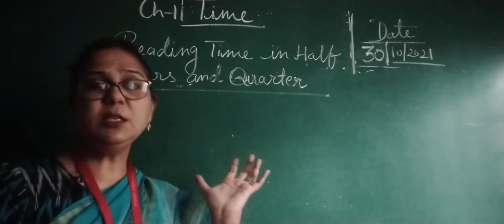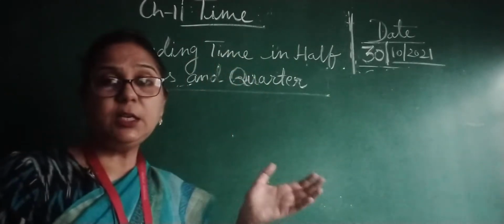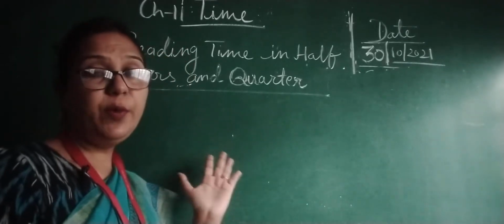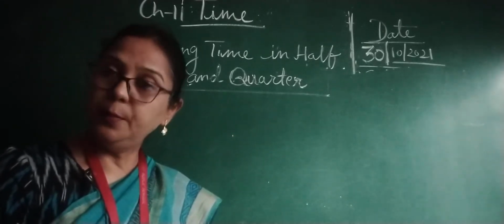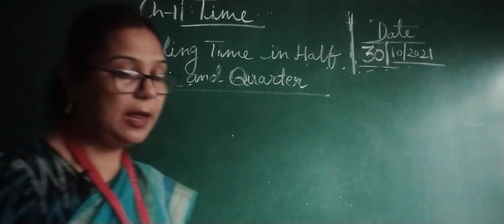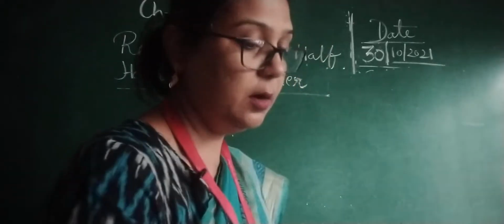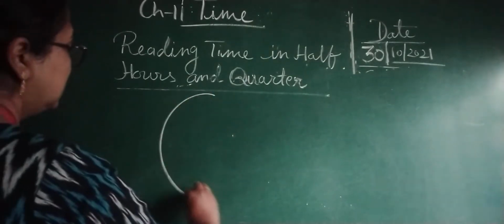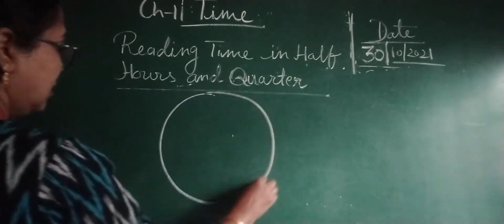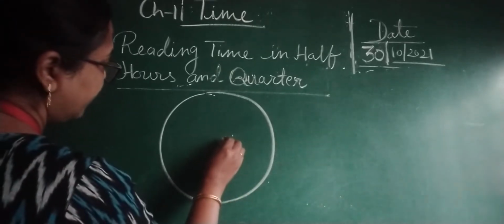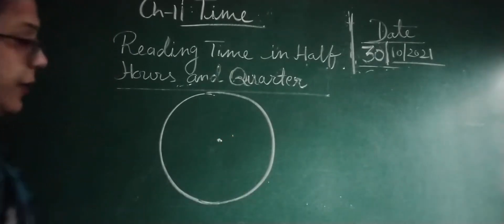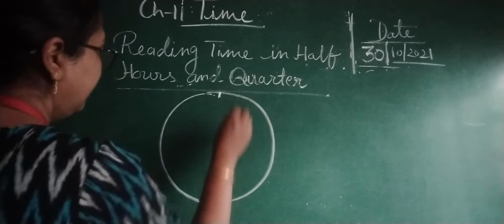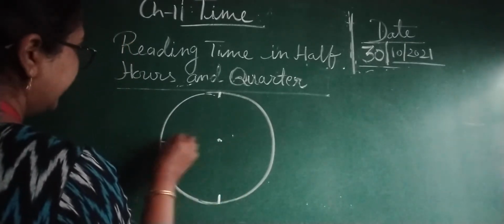Children, today I am going to draw some images on the board, and you will see and tell what the time is and where the shorter hand and the bigger hand are. So children, let's start. First I will draw a clock. As you all know, for drawing the clock we have to take a center point. After that, according to the center point, we will draw one dot first.